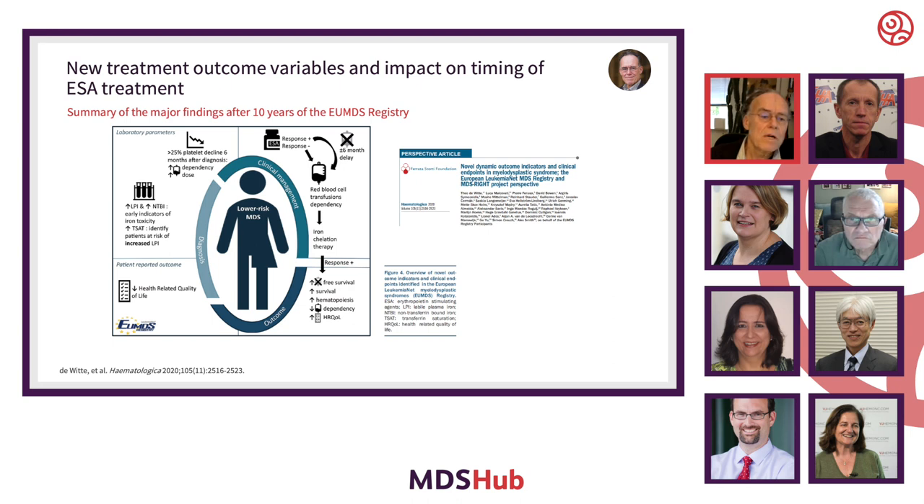If there is no response to ESA, then the patients become red blood cell transfusion dependent and receive iron chelation. Also, iron chelation will result in a response in about 10 to 30% of the patients, with a transfusion-free survival or an improved survival, improved hematopoiesis, but also a decrease of the transfusion dependency and a better quality of life. So in fact, before the introduction of the new drugs, we have two drugs which are relevant for transfusion-dependent patients or anemic MDS patients, which is ESA and iron chelation. Next slide.